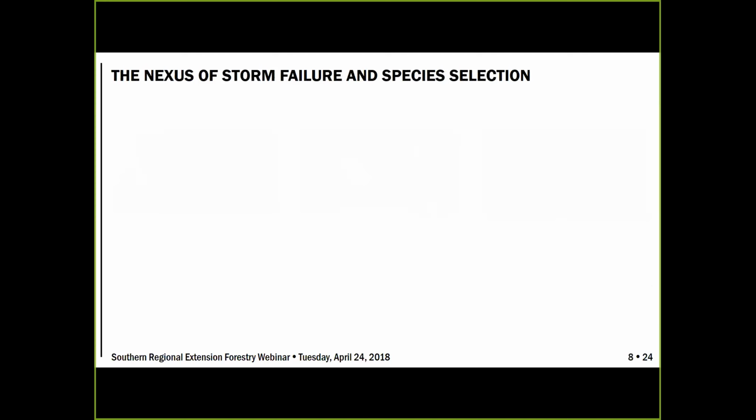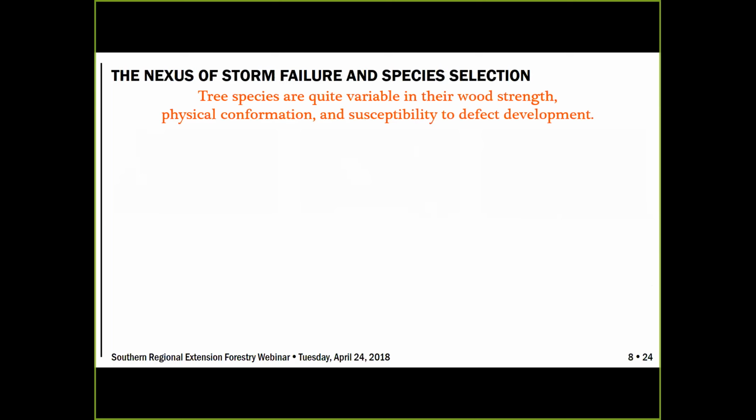So now we've given you a little bit of background about the how and what and why of tree failures. Let's now look at the nexus between these storm failures and species selection and learn a little bit about why species selection is so important. A key point here to keep in mind is that tree species are quite variable in their wood strength, their physical conformation, and their susceptibility to defect development. In this regard, all trees are not created equally, and it's up to us as caretakers of trees to understand what these variable characteristics are from species to species, and then make appropriate species selections.